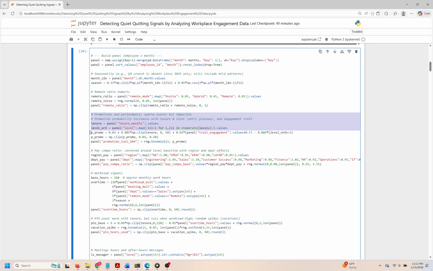traits. This nuanced approach allows for the inclusion of complex behavior that influences promotions, with appropriate limits ensuring realism in outcomes. We also account for pay competitiveness, adjusting the pay comparison ratio based on both regional and departmental impacts, while sprinkling in some randomness for realism.